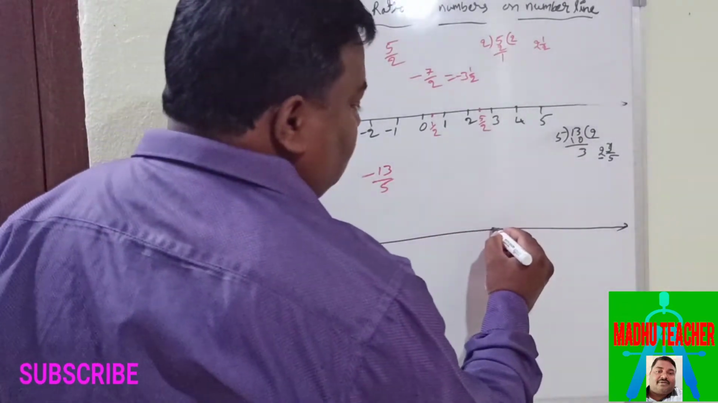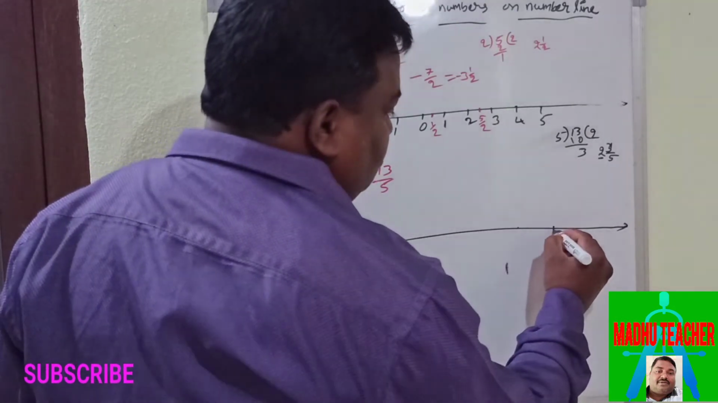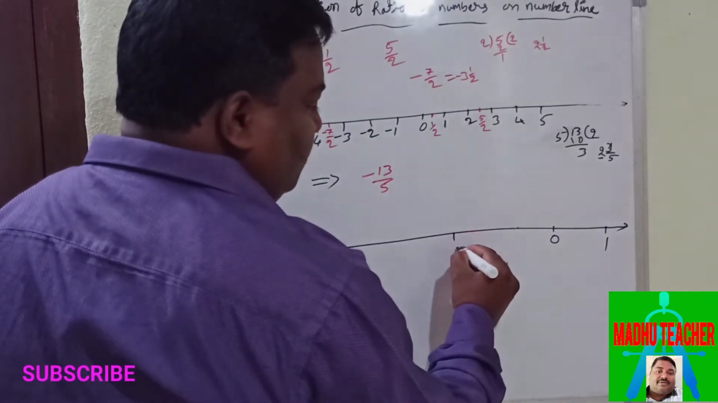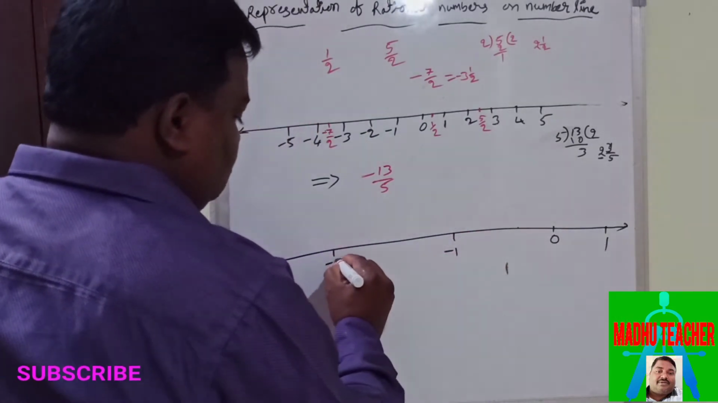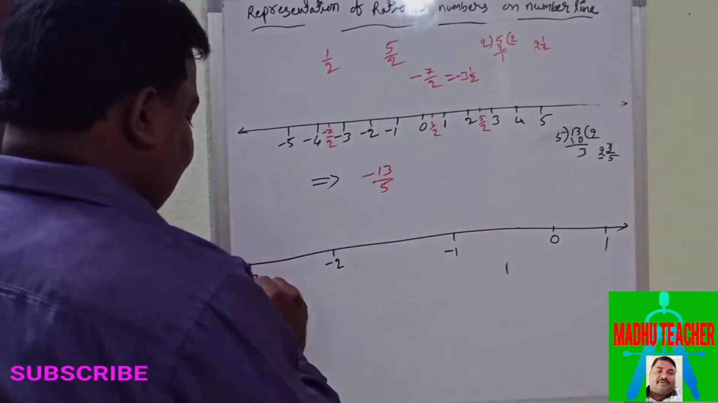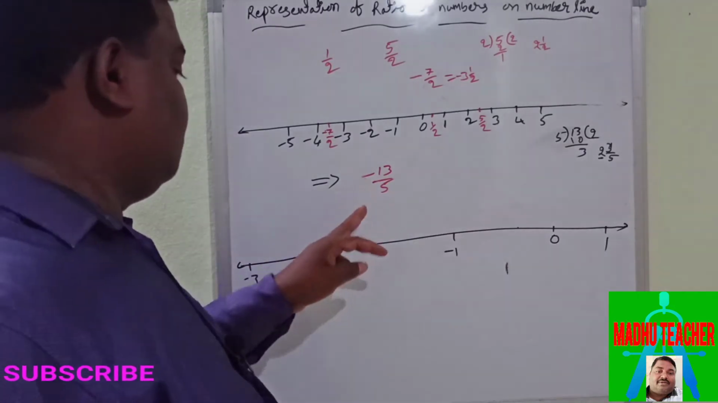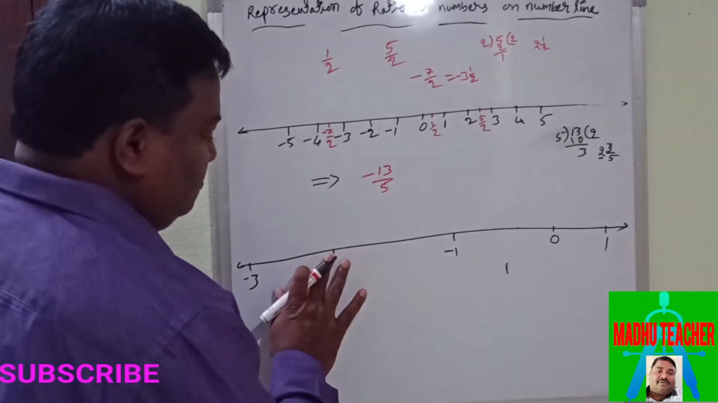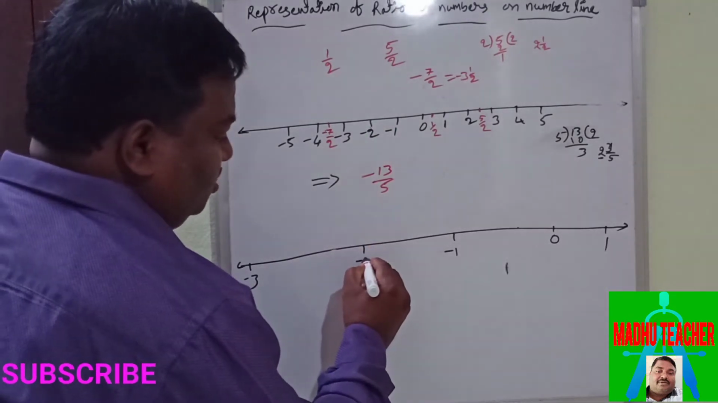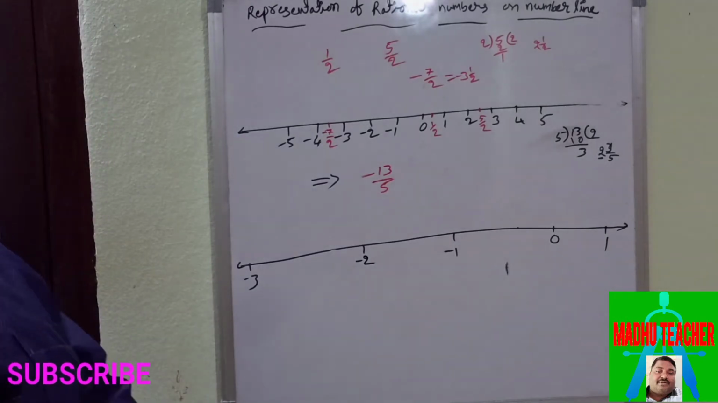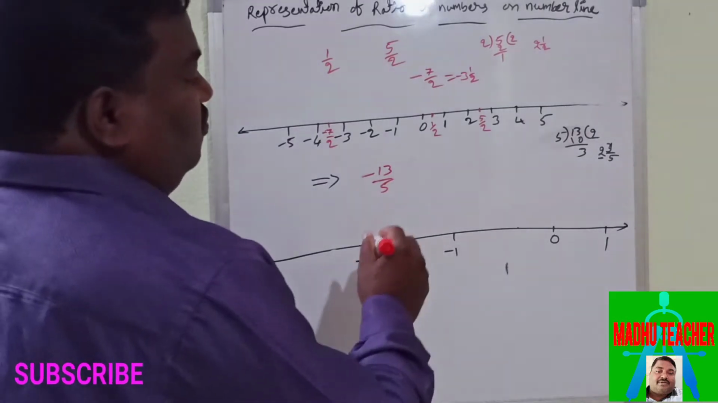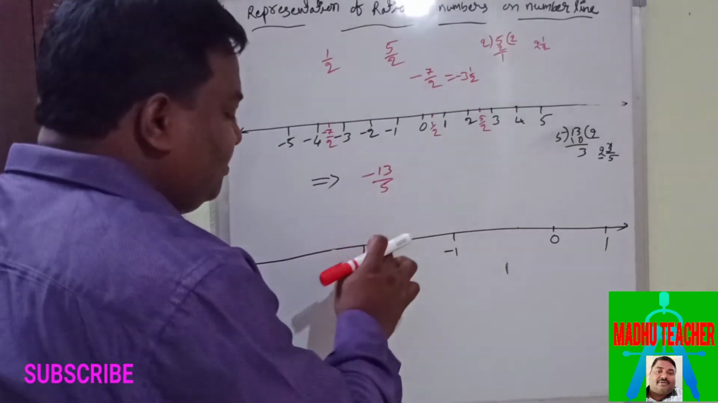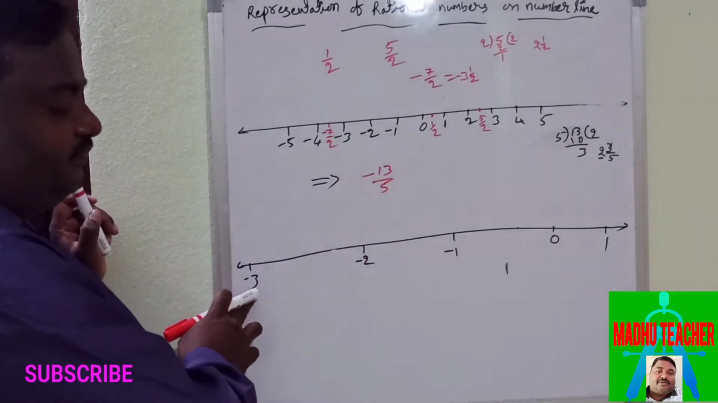So first I am writing 0 here, 1. So -1, -2 and -3. So it lies between -2 and -3. So take some more space here, -2. So where it lies, it lies between -2 and -3.